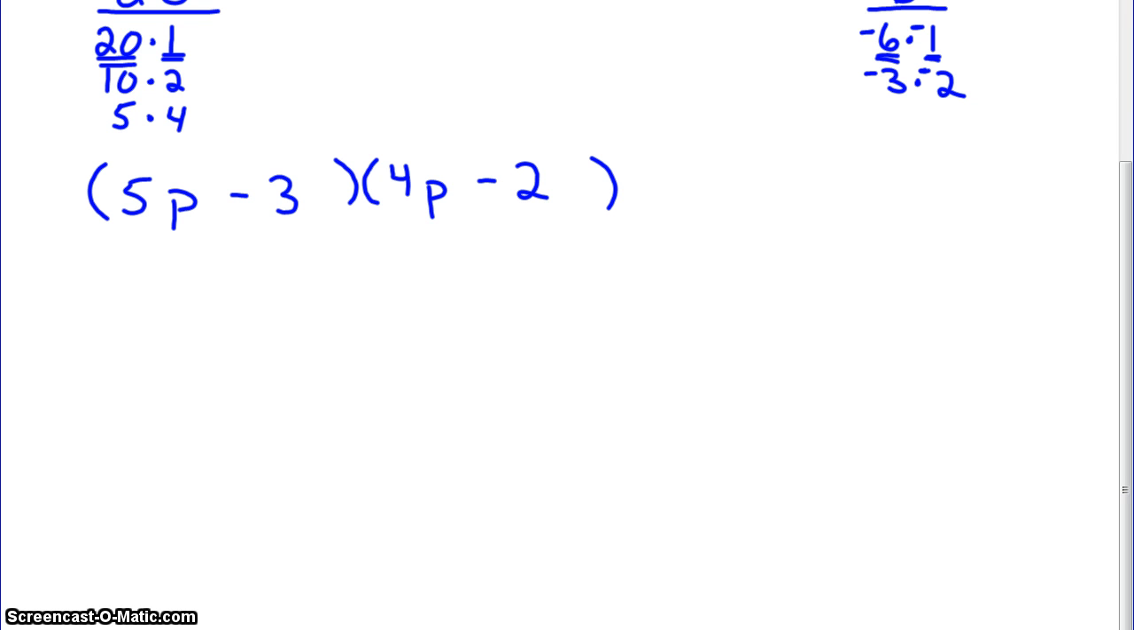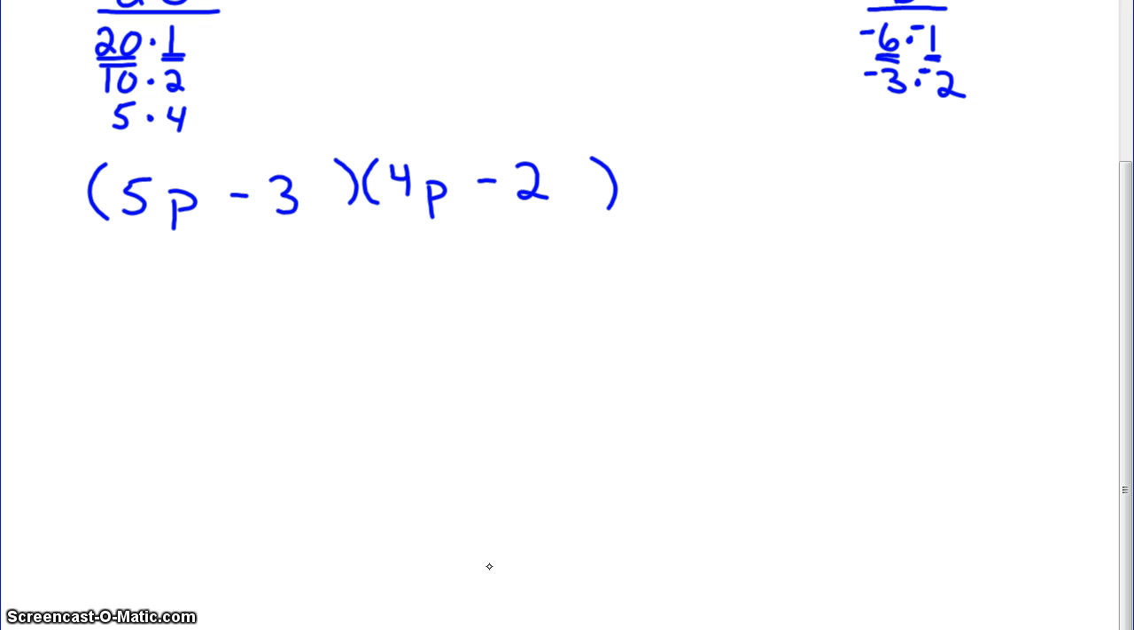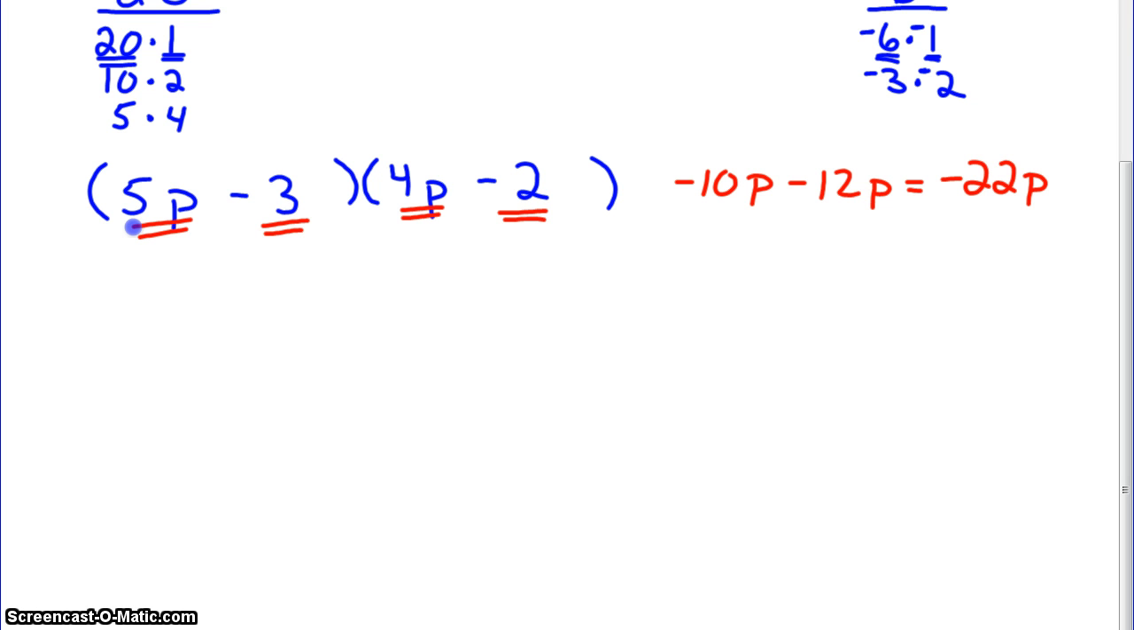Now what we do is we think of the product of the outer and the product of the inner. The outer is 5p and negative 2. So that product would be negative 10p. And then the inner, negative 3 and 4, that product would be negative 12p. That sum is negative 22p. Now remember, we want a negative 23p. So that didn't work.